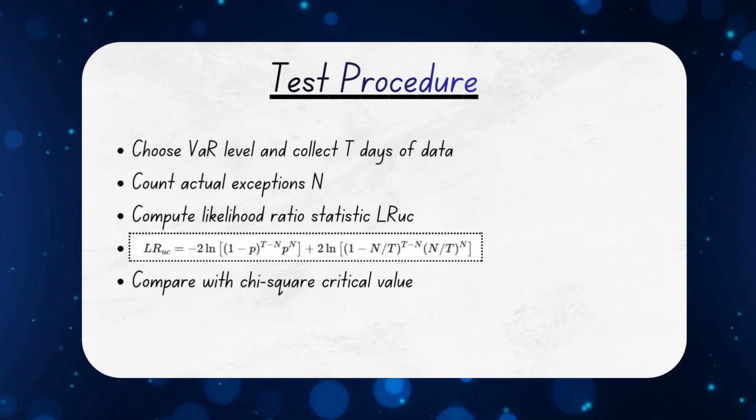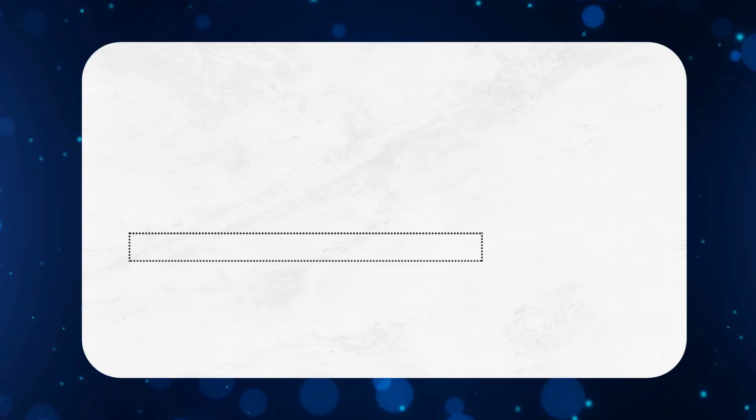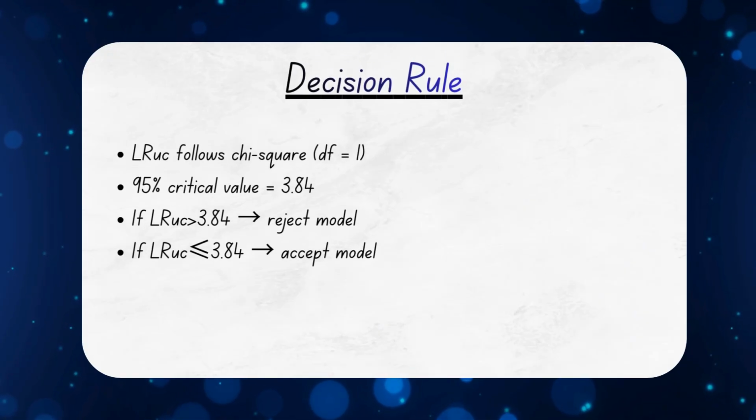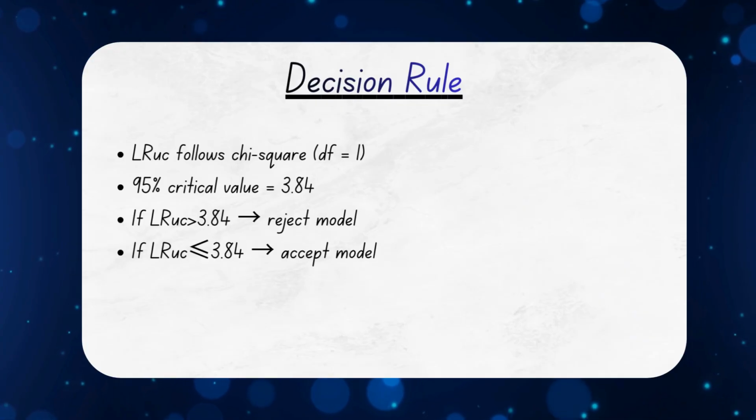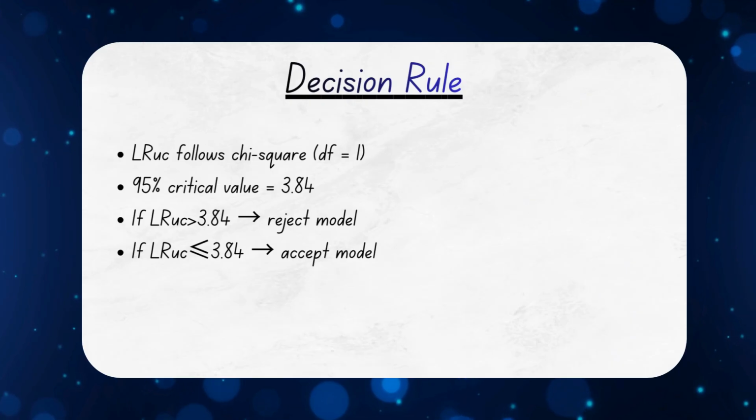Statistically, we calculate something called the likelihood ratio statistic, or LRUC, and it follows a chi-square distribution with 1 degree of freedom. At the 95% confidence level, the magic number to remember is 3.84. If LRUC is greater than 3.84, we reject the model. If it's less than or equal to 3.84, we accept it. In exams, you usually just compare with this number and move on.